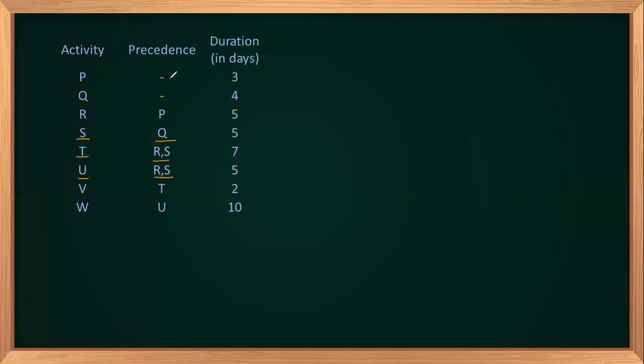Okay, so there is no activity which is preceding Q and P, which means that these activities are starting from the starting node. So this is the starting node of my project. So I can start P, I can start Q. This is my P, and the duration can be written here, and this is my Q, and the duration is 4, right?